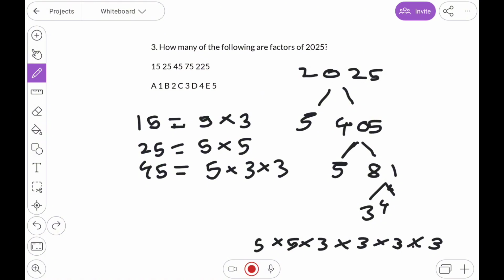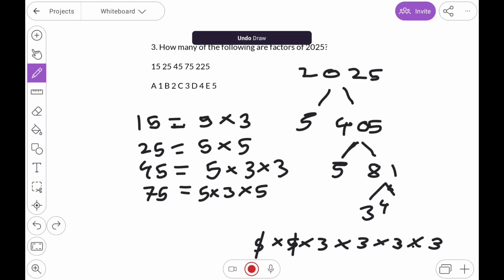Next, we have 75. 75 is 5 times 3 times 5. Get rid of 2 5's and get rid of a 3. 3 to the power of 3 is left. So 75 is a factor of 2025.